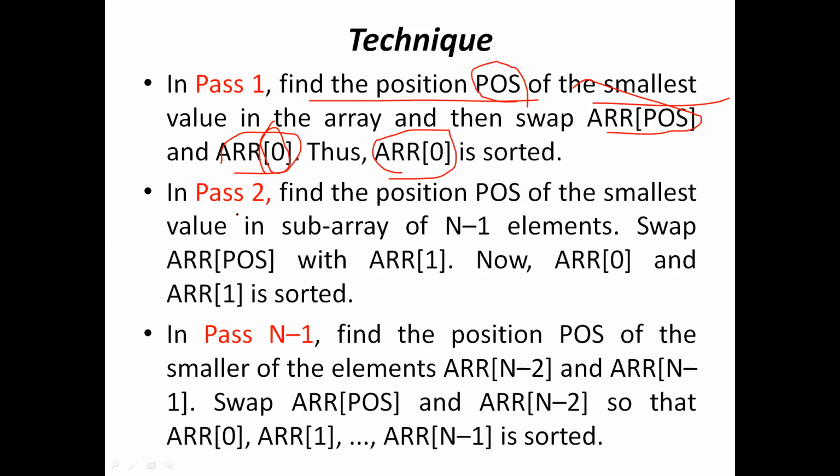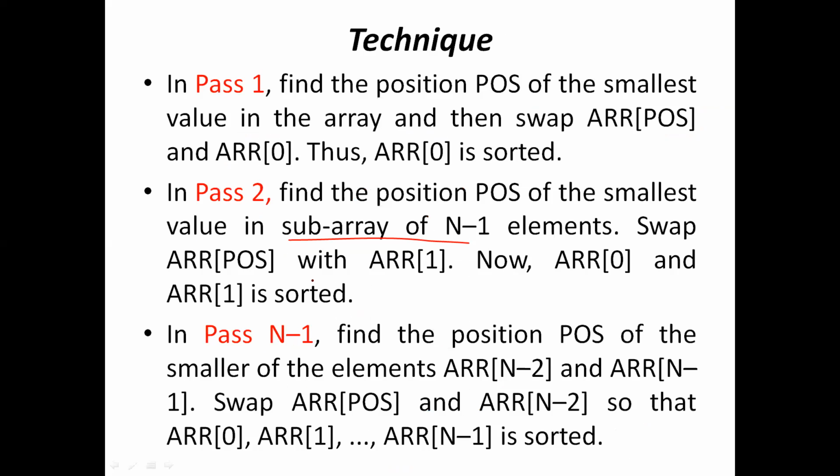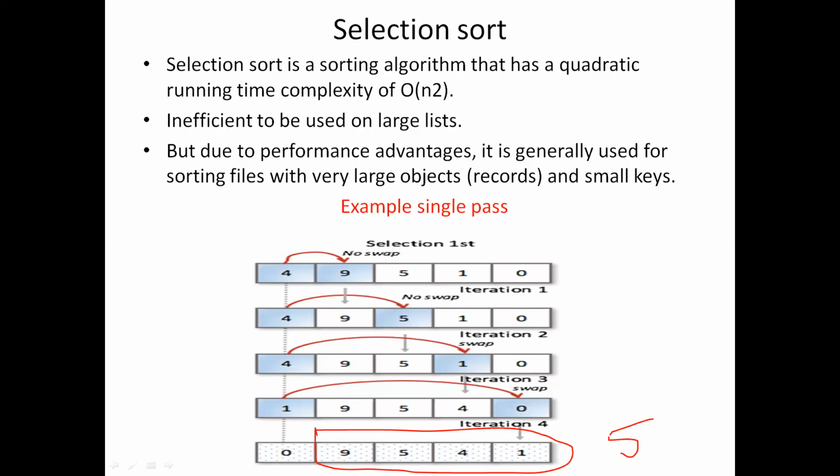And in pass 2, what happens? Find the position of the smallest value in the subarray, a subarray of n minus 1 elements. So what are the n minus 1 elements here? 1, 2, 3, 5 elements. N minus 1 is 5 elements in this array. So in the case of pass 2, the subarray represents this part only.